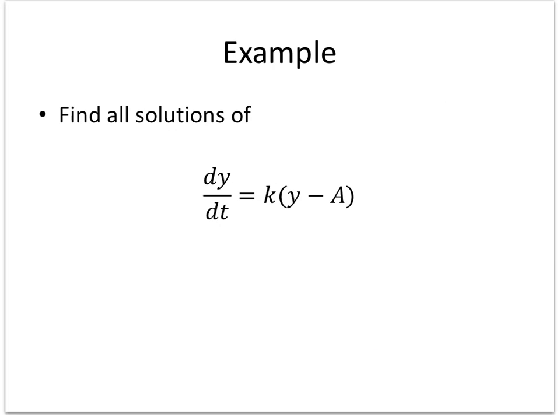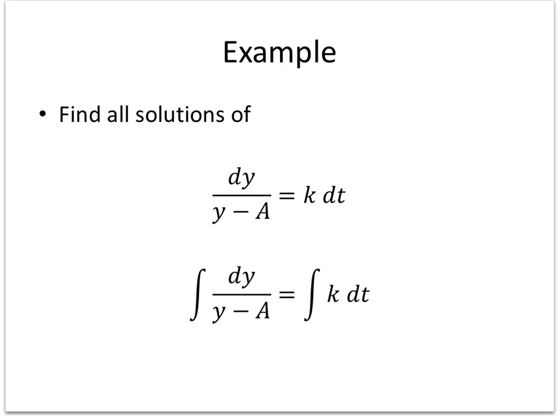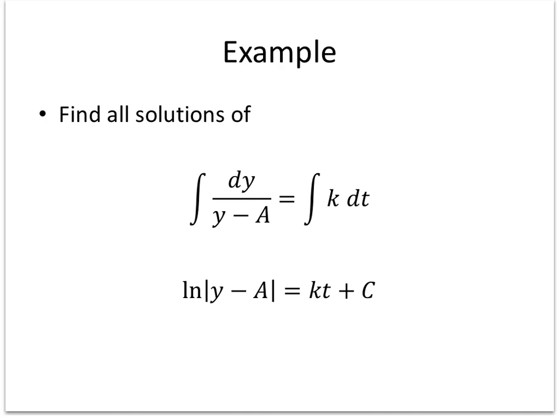So we continue and do the same thing: find all solutions for this. The first thing I'm going to do is take this piece and move it to the side that has the y in it. I'm going to leave this side alone and integrate both sides. And so here's my integral. This is like the 1 over y, so my log. And so this becomes ln of y. This, of course, is still my kt plus c.